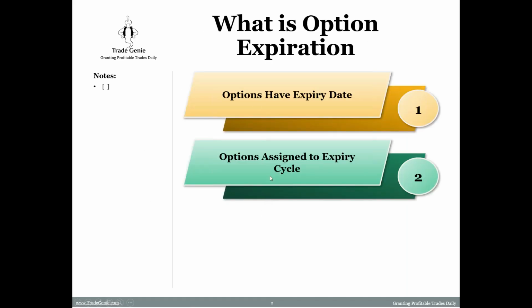Okay. So what is option expiration? Options have an expiry date, such as the third Friday, every Friday, or the last trading day of the month. So there are three different kinds of option expiry date. And each stock is assigned to an expiry cycle. So what are those cycles? Options are weekly, monthly, and quarterly, and then there are three expiry cycles, which are January, February, and March.